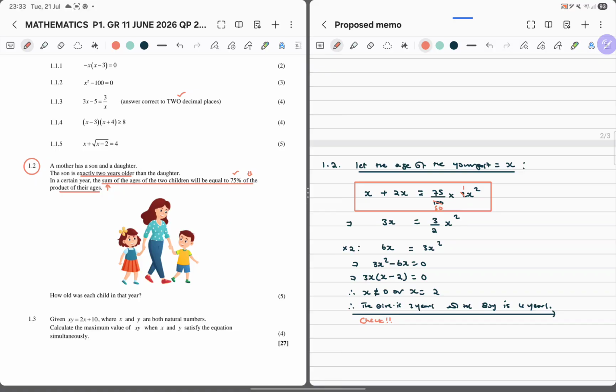Wait. What did we... They told us that in a certain year, the sum of the ages of the two children will be equal to 75% of the product of their ages. What did I do wrong? 75% is 75 over 100 multiplied by 2 times 1, so that's going to be 2x squared. And x here is 2. So my answer now is 6, guys.